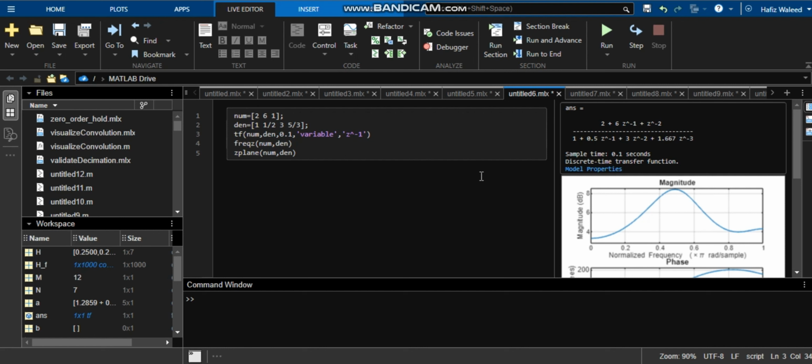It further computes and plots the frequency response of the transfer function using frequency and generates a pole zero plot using z-plane, offering visual insights into the system's frequency characteristics and stability properties in the complex plane. This is the output of this code.